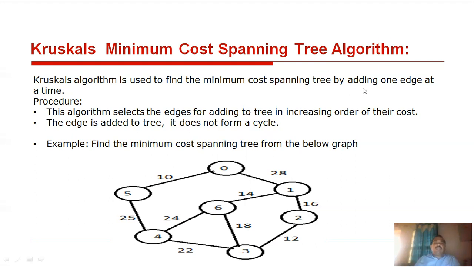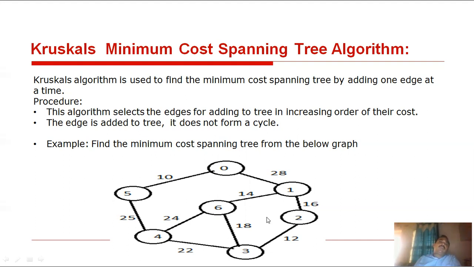Minimum cost spanning tree. Here, which is minimum, 10 or 25? 10. Then 28, then go to 1. Which is the minimum cost? 12. Then 14. Next, which is the minimum cost? 22. Okay.